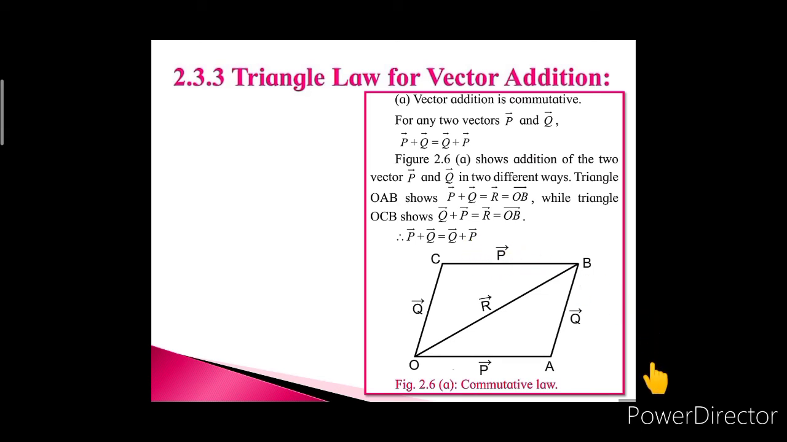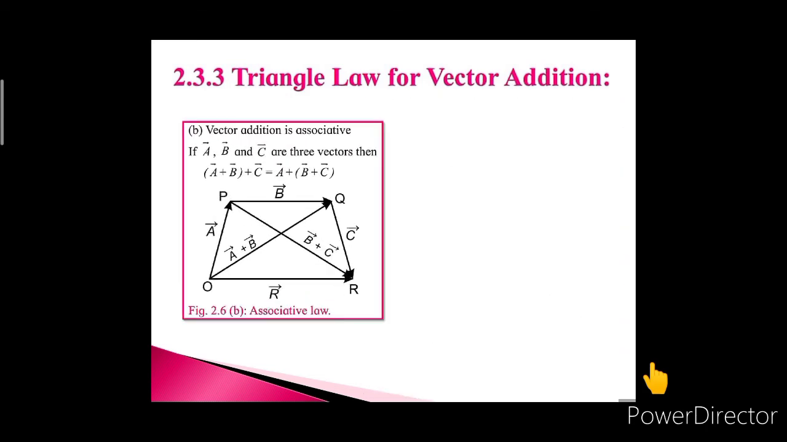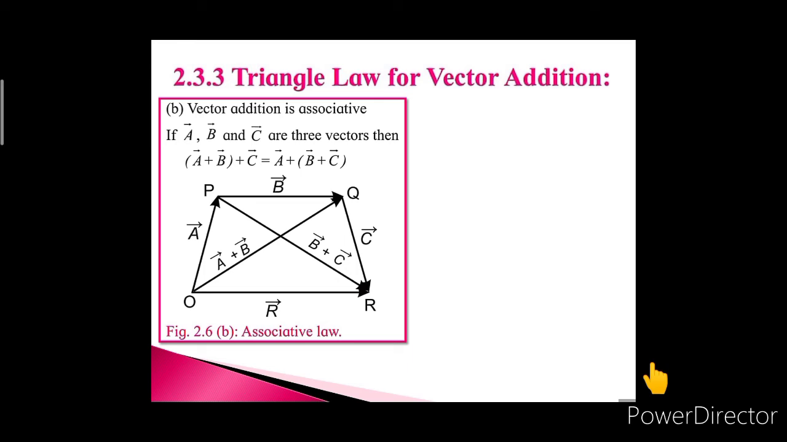Similarly, vector addition is associative. If three vectors are given as vector A, vector B and vector C, then these three vectors can be added together, and it follows the associative property. That means when we make a group of vector A and vector B and add these two vectors, we get their resultant. The resultant of the addition of these two vectors is then added to the third vector, that is vector C.